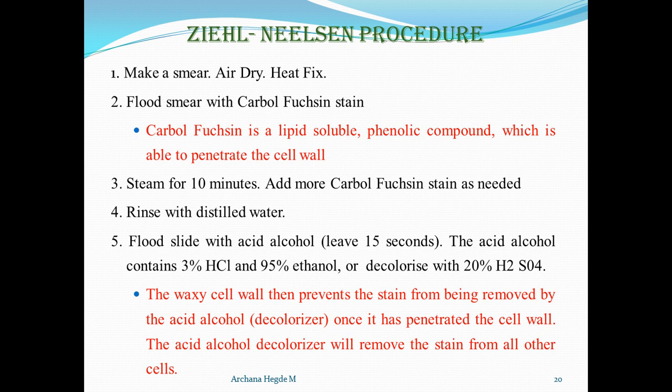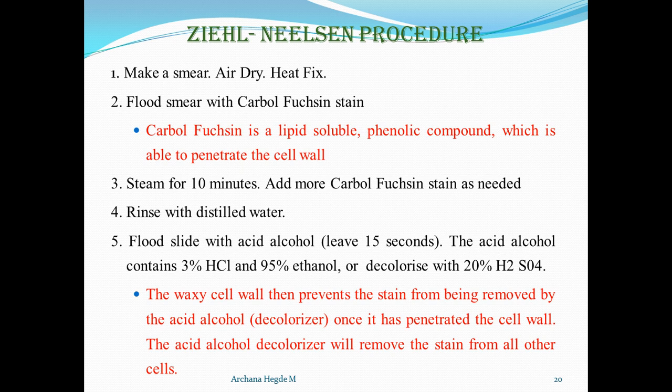Coming to the ZN procedure in acid fast staining. Make a smear, air dry, heat fix. Flood the smear with carbol fuchsin stain. Carbol fuchsin is a lipid-soluble phenolic compound which is able to penetrate the cell wall of tubercular bacilli. Steam for 10 minutes. Add more carbol fuchsin stain as needed.